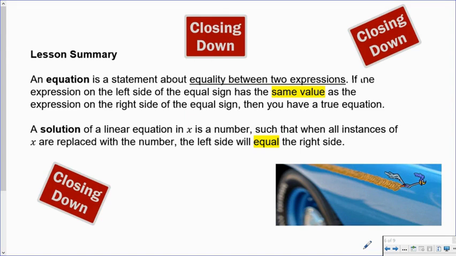Okay, so to summarize the lesson, remember both of your expressions have to be equal to one another in order for that value of x to be a solution for that equation.